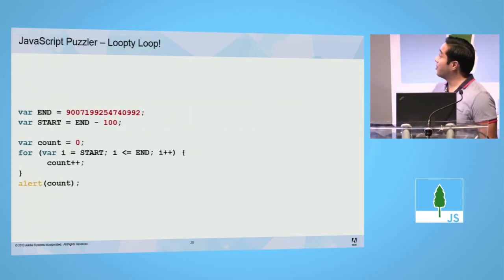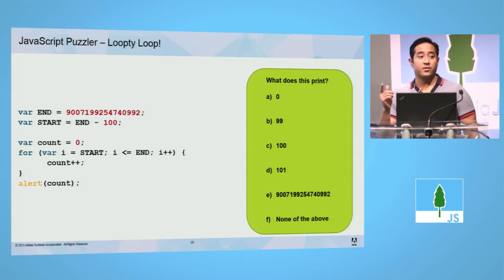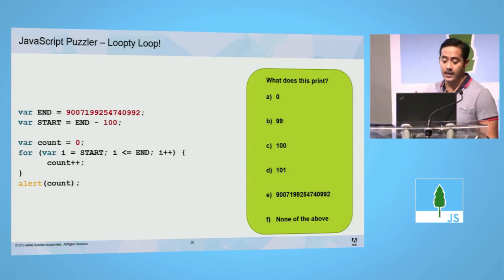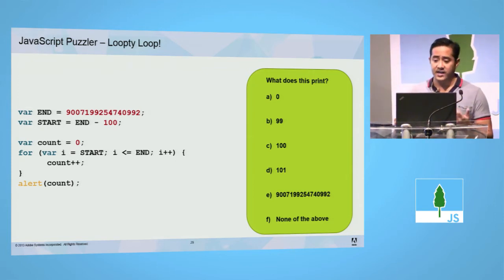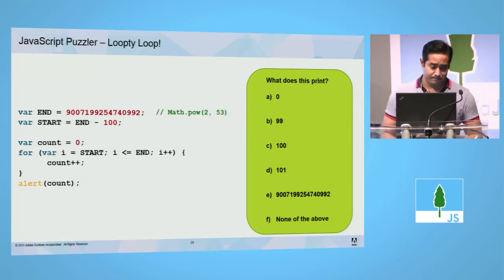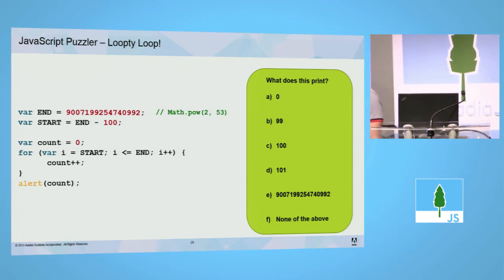So take a look at this code and tell me what it does. A couple things I should mention for this puzzler. There are 2 special things to note. That number is not just any number. It's a special number. It is 2 to the 53. And the second thing to note is this for loop is special too.